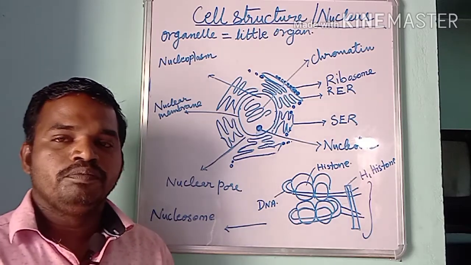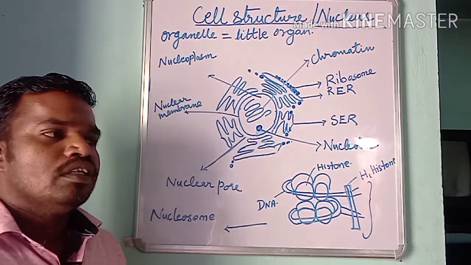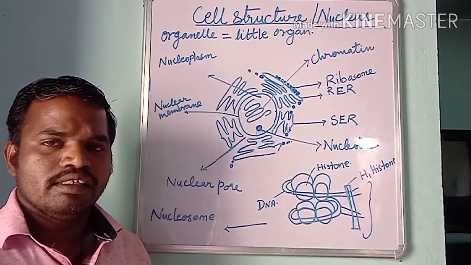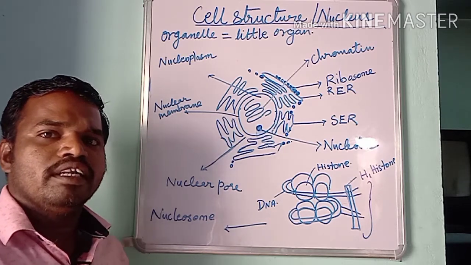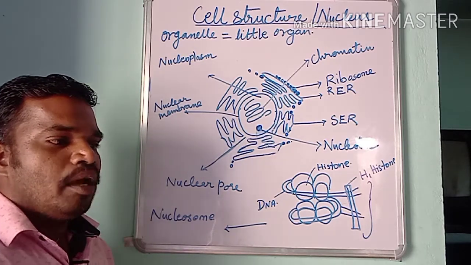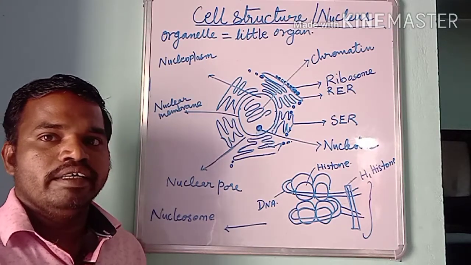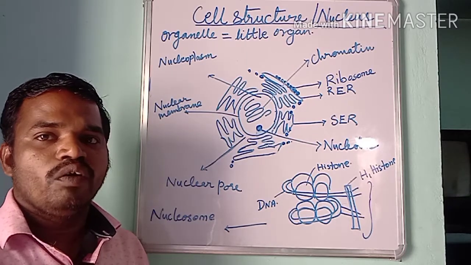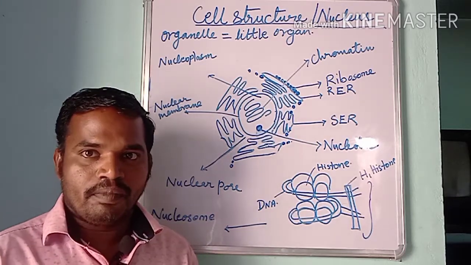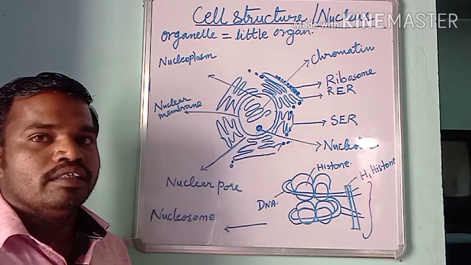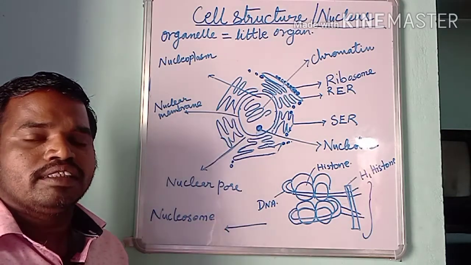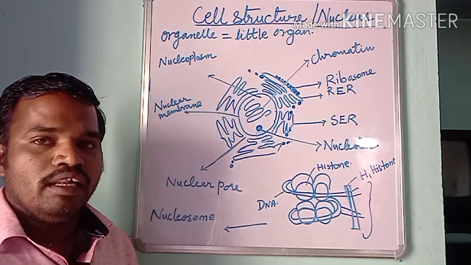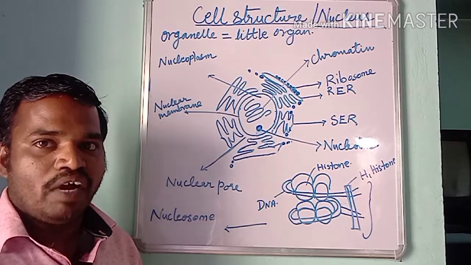Okay. So this is one of the cell organelles of the cell. What is a cell organelle? Cell organelle means little organ. The cell contains many little organs which are involved in particular functions. Each cell organelle is involved in specific functions they have to perform. So the cell contains many cell organelles which are part of the cell and do their specific function.